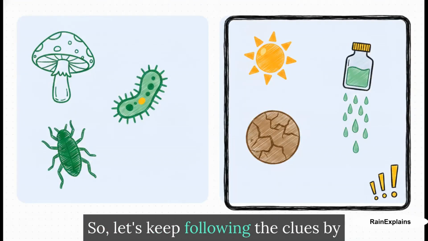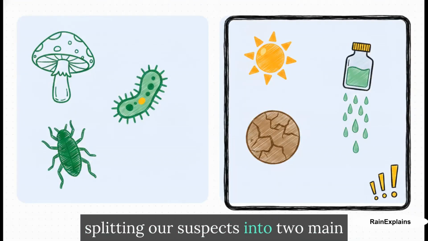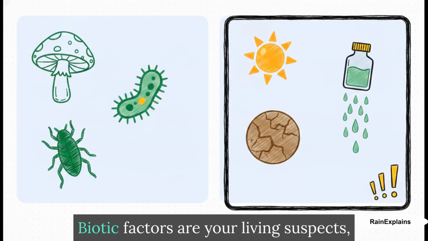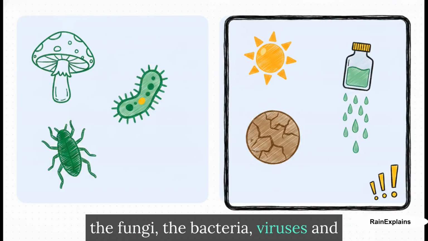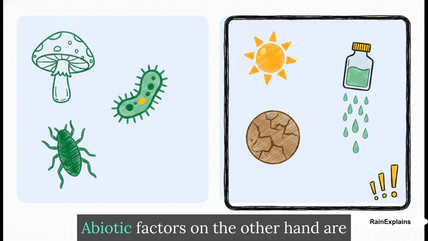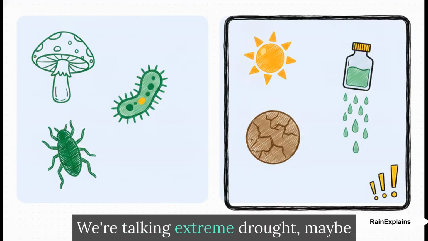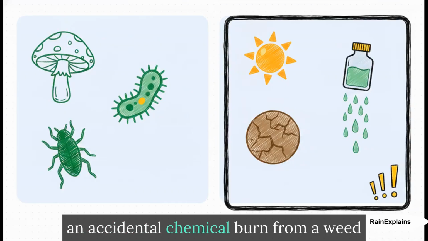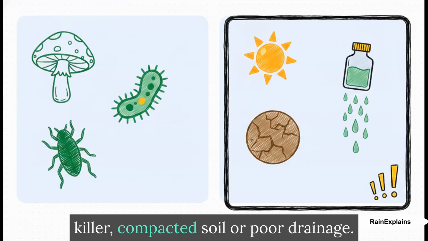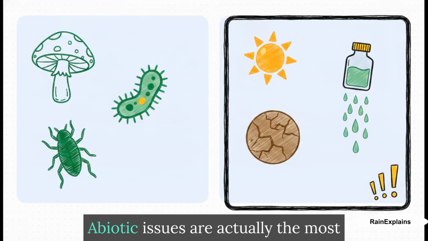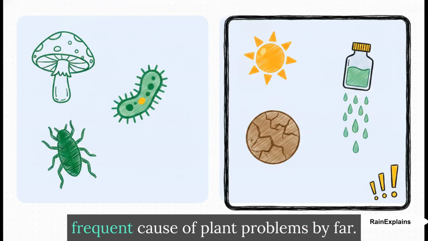So let's keep following the clues by splitting our suspects into two main lineups, biotic and abiotic. Biotic factors are your living suspects, the fungi, the bacteria, viruses, and insects. Abiotic factors, on the other hand, are non-living stressors. We're talking extreme drought, maybe an accidental chemical burn from a weed killer, compacted soil, or poor drainage. And here's a surprising fact for you. Abiotic issues are actually the most frequent cause of plant problems, by far.